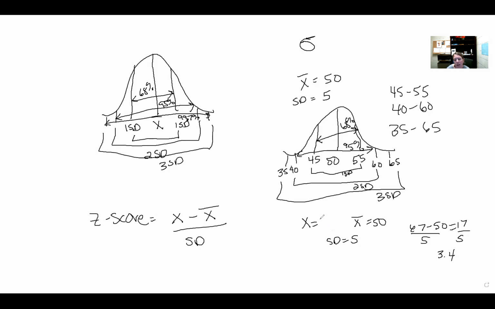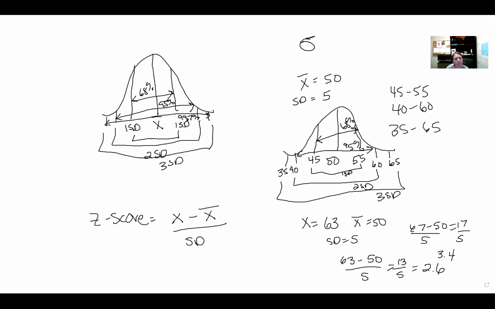All right, let's say 63. Let's try that one. All right, 63 minus 50 is 13, divided by 5. It's going to be 2.6. So 63 minus 50 all divided by 5, 13 divided by 5 is going to be 2.6. All right, so how we use our chart is I've attached the z-score chart.